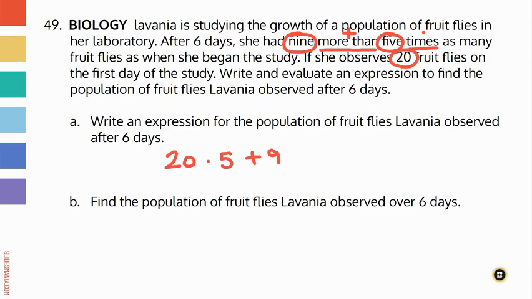And then we want to find the population of fruit flies that she observed over 6 days. So that just means we're going to solve our problem. So we're going to start off with 20 times 5. 20 times 5 is 100 plus 9. 100 plus 9 is 109 flies, or fruit flies. And that's it.